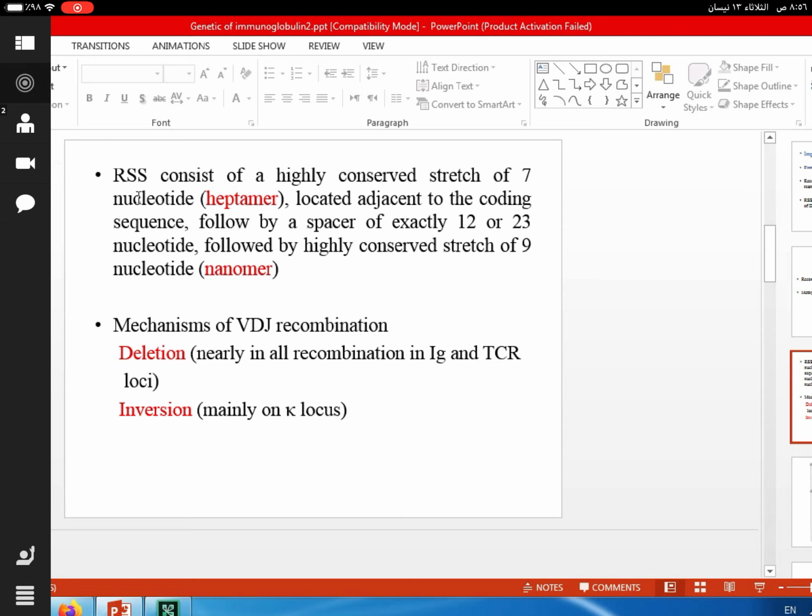Subtle study showed that RSS consists of a highly conserved stretch of 7 nucleotides, the heptamer, located adjacent to the coding sequence, followed by a spacer of exactly 12 or 23 nucleotides, followed by a highly conserved stretch of 9 nucleotides, the nonamer.